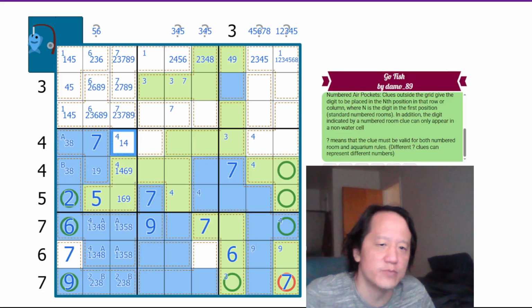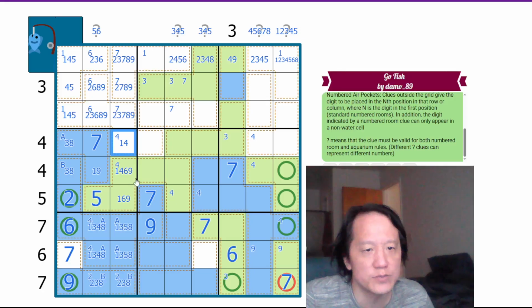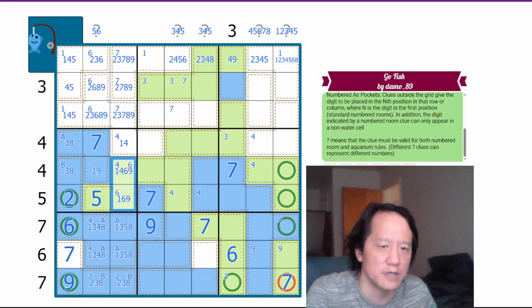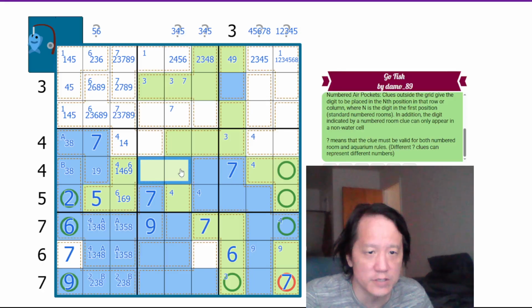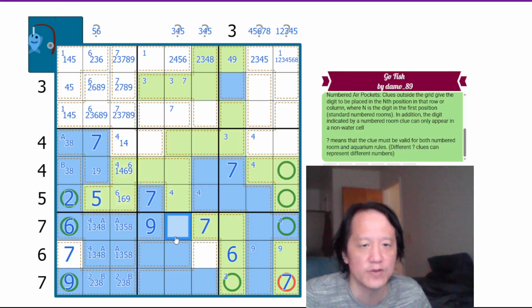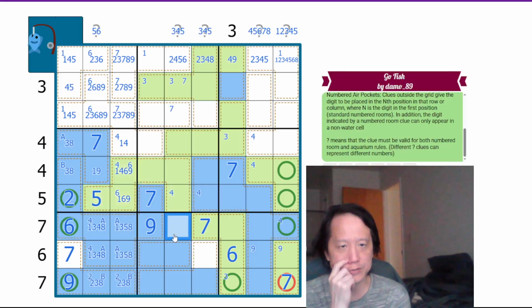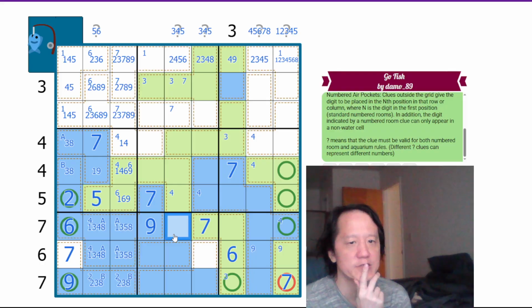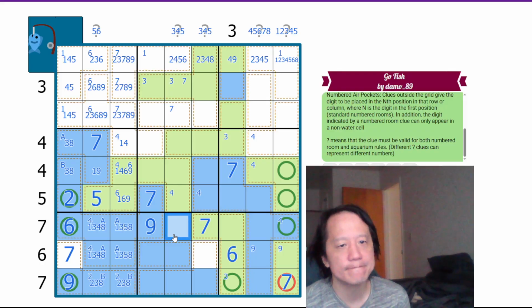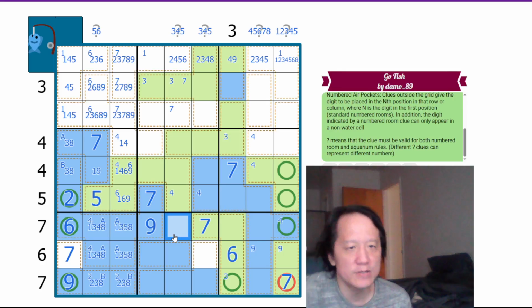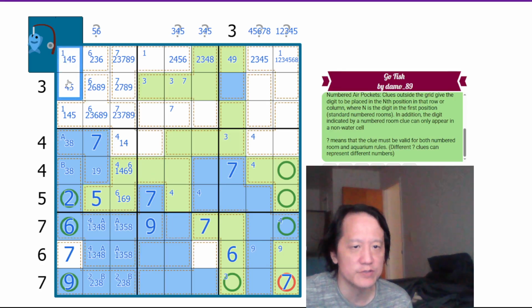So this can't even be 6, which means we have a guaranteed 6 here, which means none of this can be 6. We are missing a 7 in this cage. We have 1, 2, 3, 4, 5, 6, 7. So we're missing another digit, but I don't know which one that is. So this must match one of these digits there.